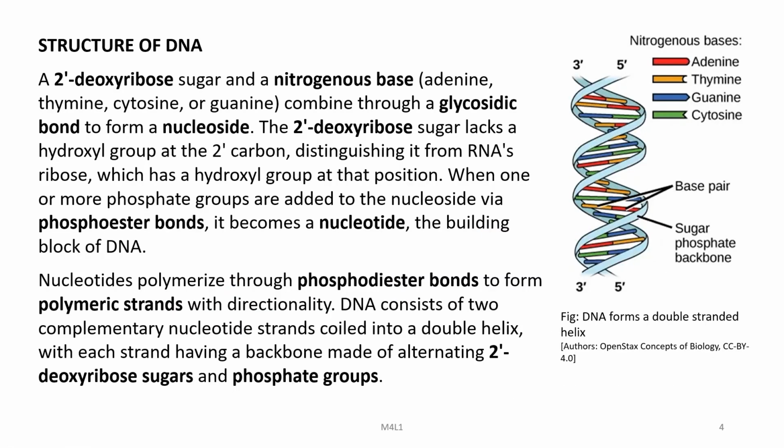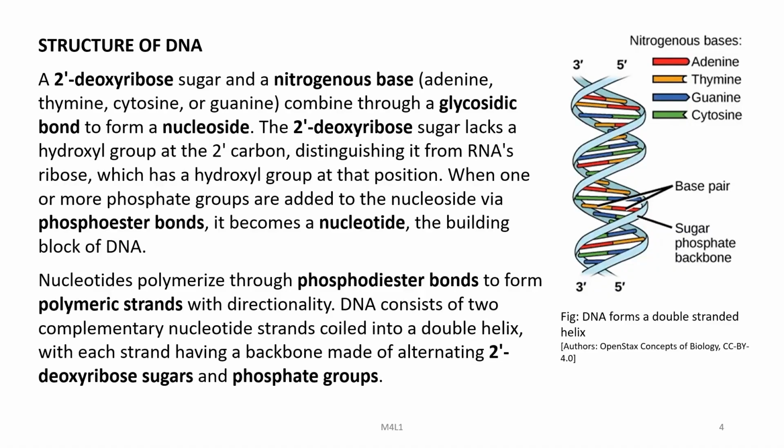Now, let us start looking into the structure of DNA. Some simple molecules like 2-deoxyribose sugar combine with nitrogenous bases like adenine, thymine, cytosine and guanine through a glycosidic bond to form a compound which we call a nucleoside. The 2'-deoxyribose sugar that takes part in this reaction lacks a hydroxyl group at the 2' carbon, thereby distinguishing it from RNA's ribose sugar, which has a hydroxyl group at that position.